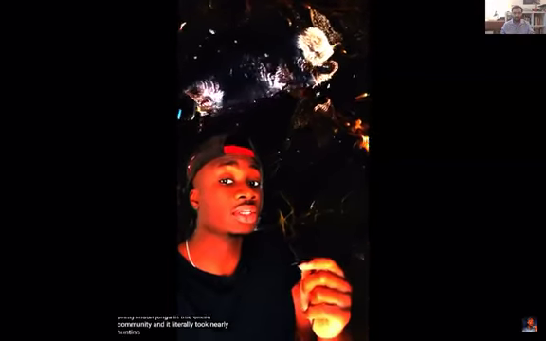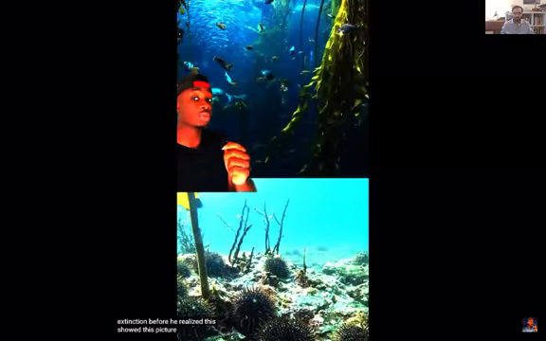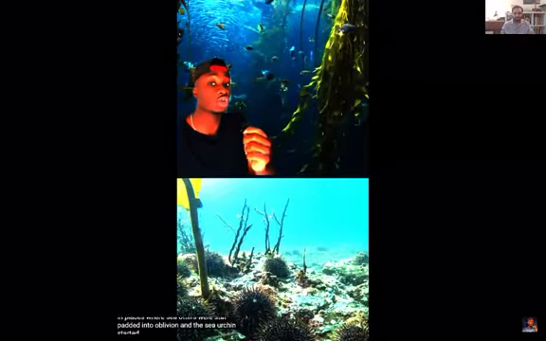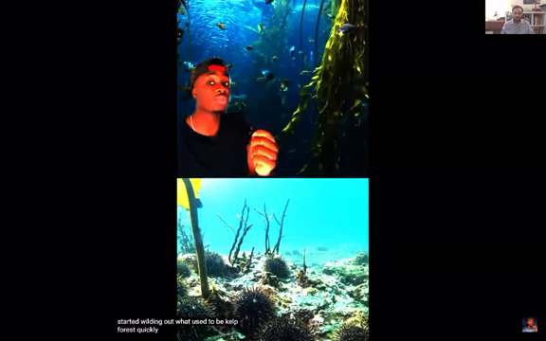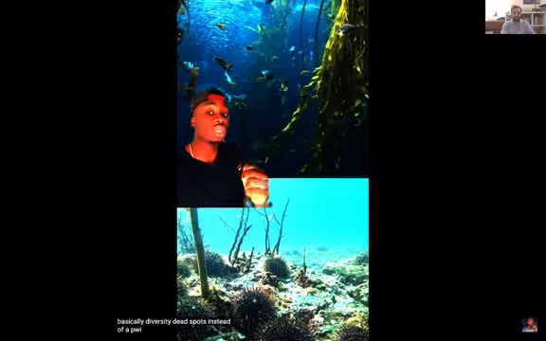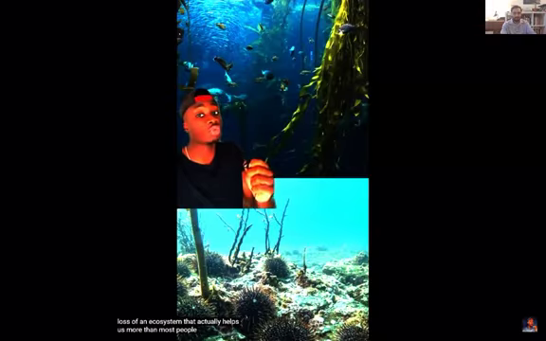And it literally took nearly hunting this live-action plush toy into extinction before we realized this. I showed this picture before for a reason. In places where sea otters were hunted into oblivion and the sea urchins started wilding out, what used to be kelp forests quickly became underwater deserts. Basically diversity dead spots. This dead spot represents the loss of an ecosystem that actually helps us more than most people realize.